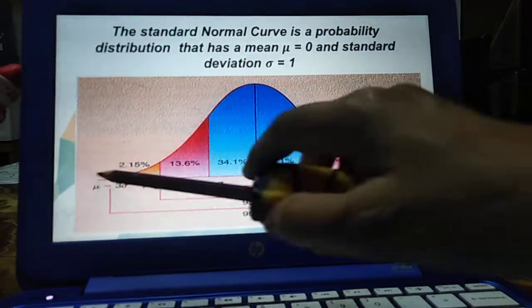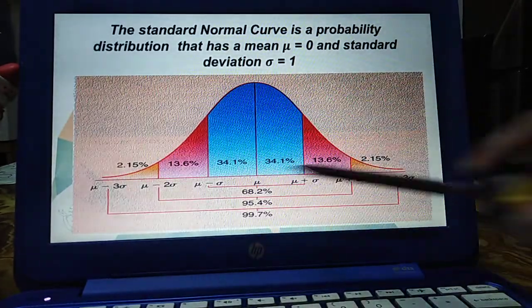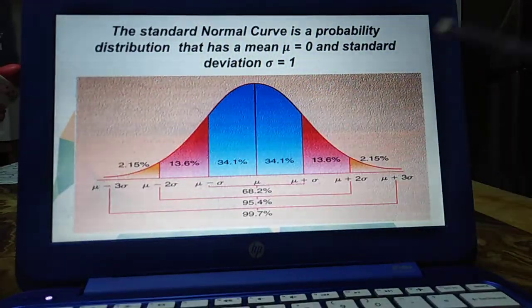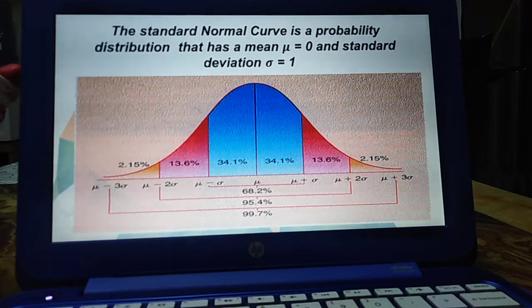And the last property is about the whole of the curve. The area of the whole curve is equal to 1, which makes it a probability. The areas can now be referred to as the probability.